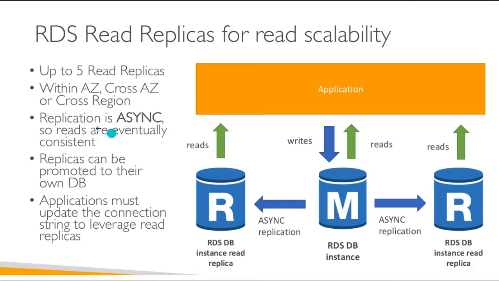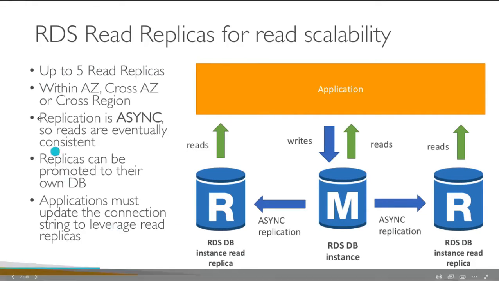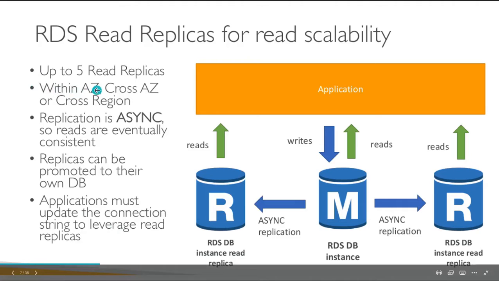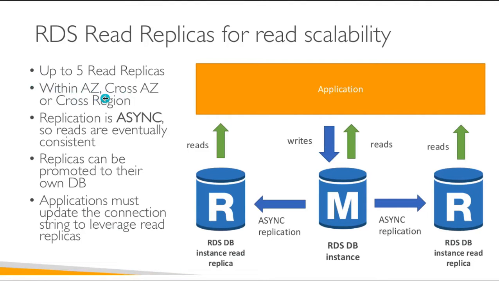You can have up to 5 read replicas. They can be in the same availability zone, in a different availability zone, or even in a different region. So: within AZ, cross AZ, and cross region.